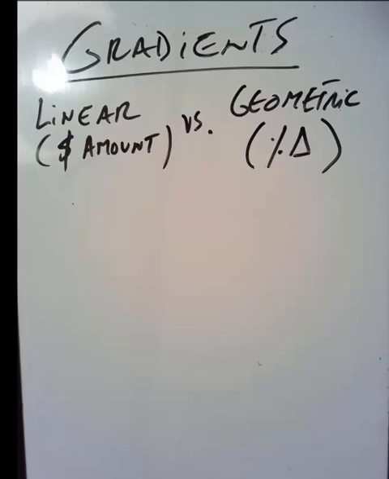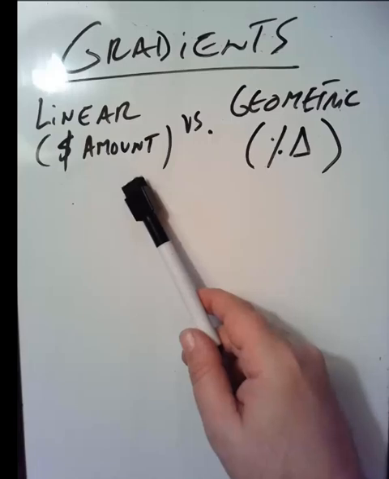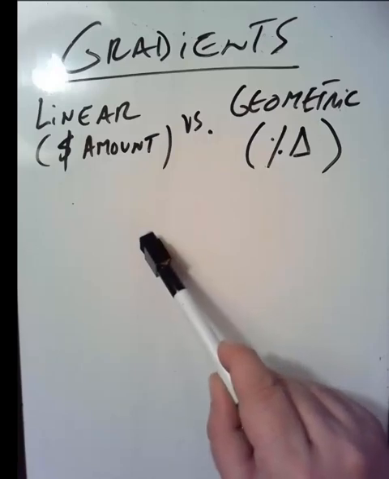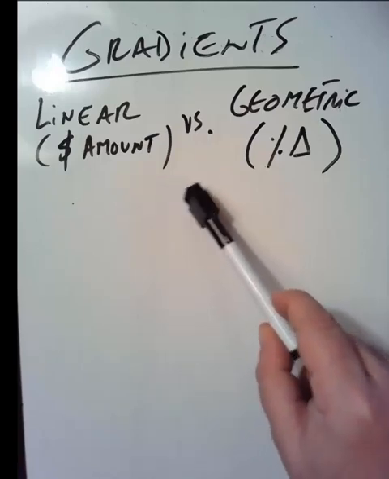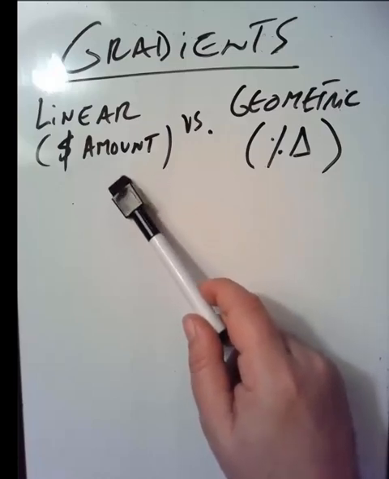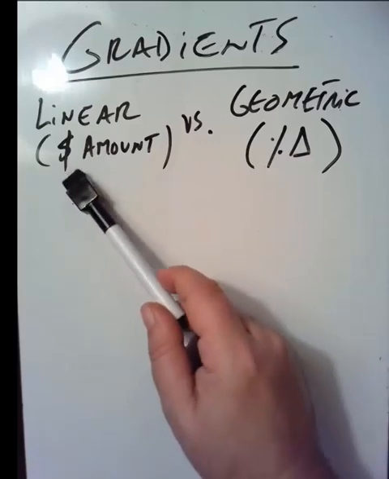Hello and welcome to the last topic of chapter 1, gradients. There are two types of gradients. The linear gradient. This terminology is used to address two situations where we have a series of cash flows that is increasing by a fixed dollar amount. So the cash flows are getting either bigger or smaller by always a constant change in terms of quantity, in terms of dollars in this case.